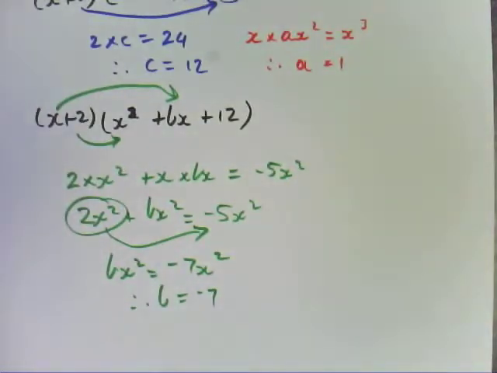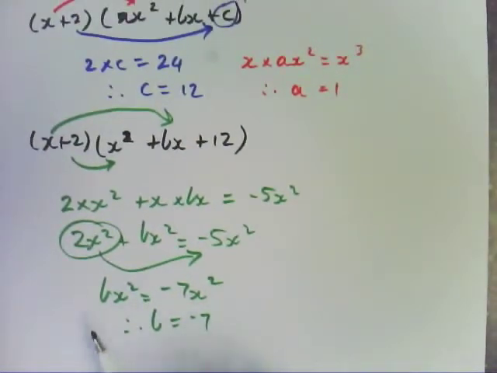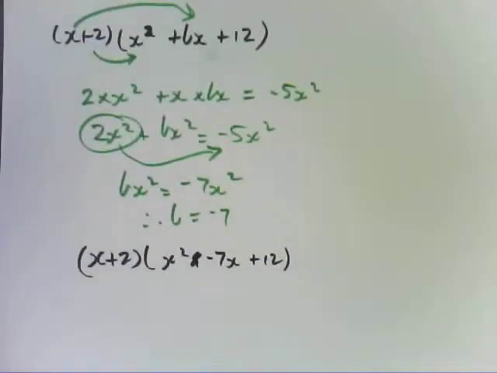Okay, so my final factorisation is x plus 2 times x squared minus 7x plus 12. Agreed? See how it works? You can factorise it further, but that's quadratic factorisation. Go back to chapter 2 for that.